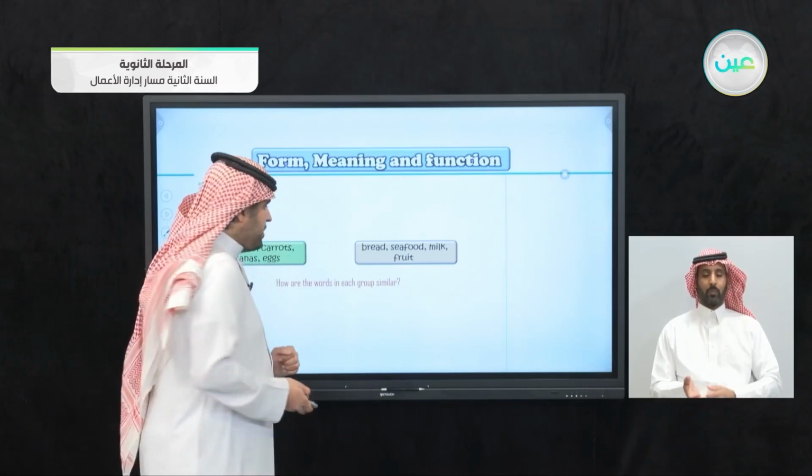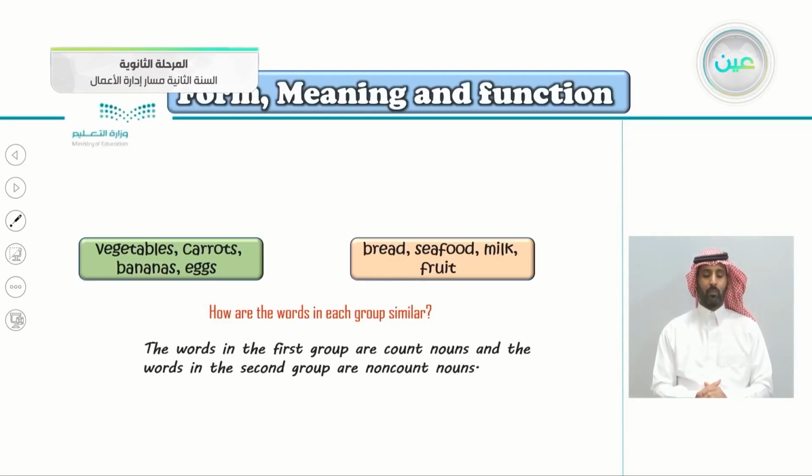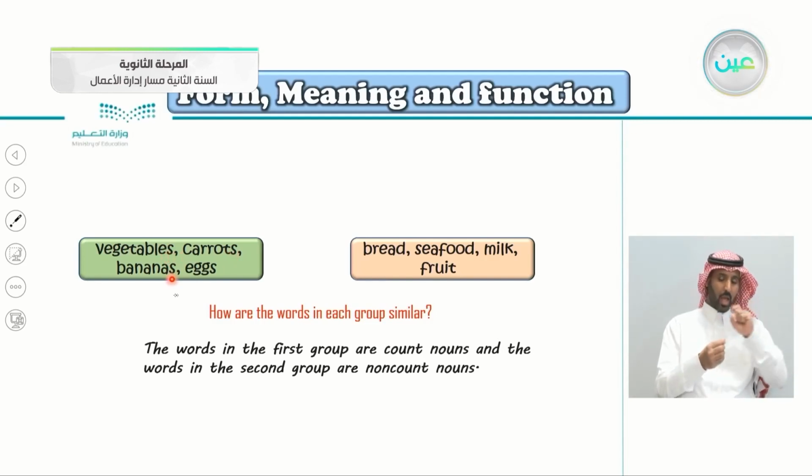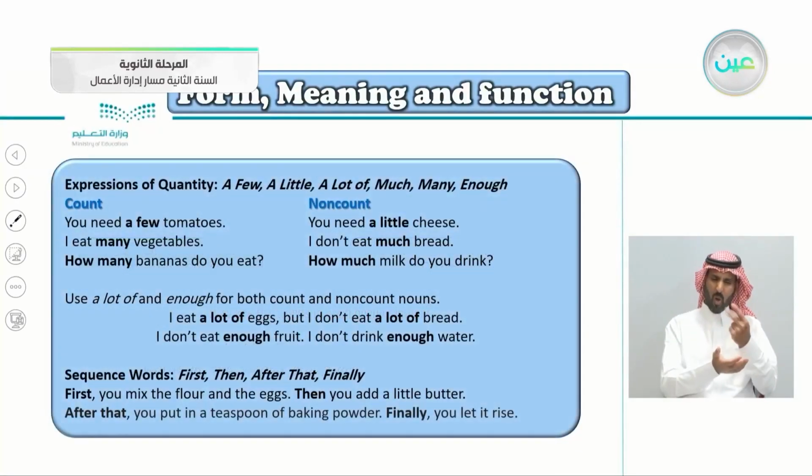So let's look for the answer here. The words in the first group are count nouns. Notice the S here: vegetables, carrots, bananas, eggs. So they are count nouns. And the words in the second group are non-count nouns. Expressions of quantity, to tell the quantity: a few, a little, a lot of, much, many, enough.